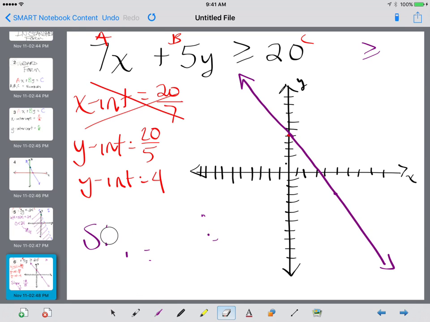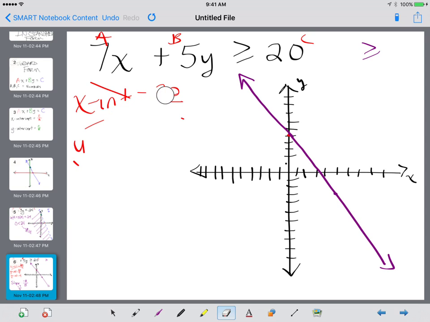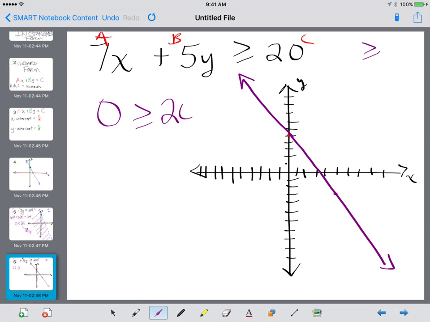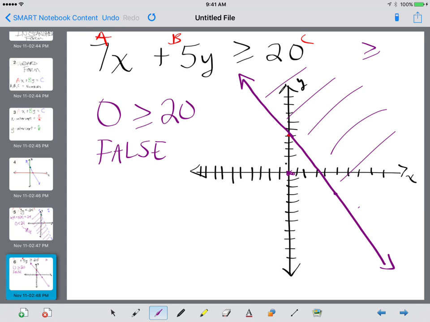And to figure out the shading, I need a little more room to work. Again, we're going to pick 0, 0. Well, our shortcut is just put 0 on the left, keep this inequality, and keep that number. Is 0 bigger than 20? That's false. So that means I can't shade on that side of 0, 0. I need to shade on the other side.